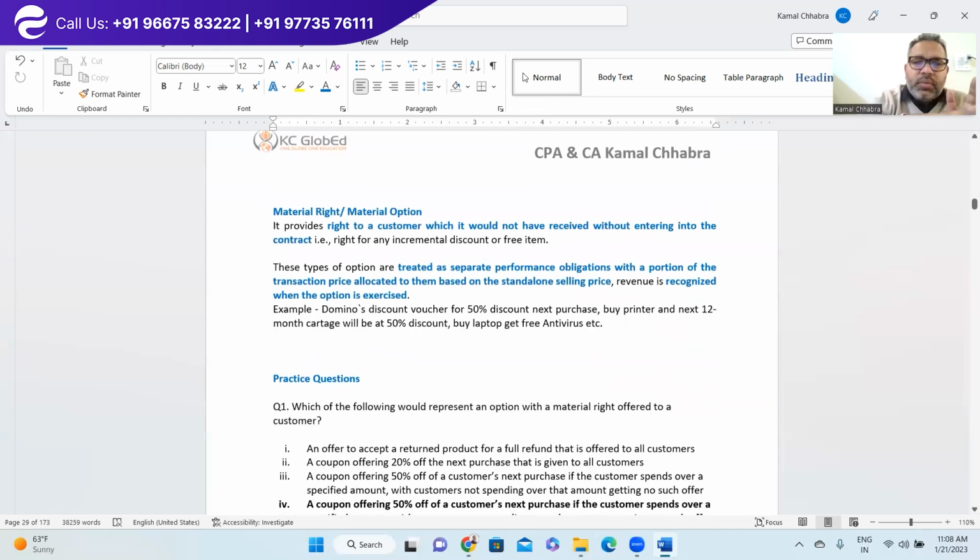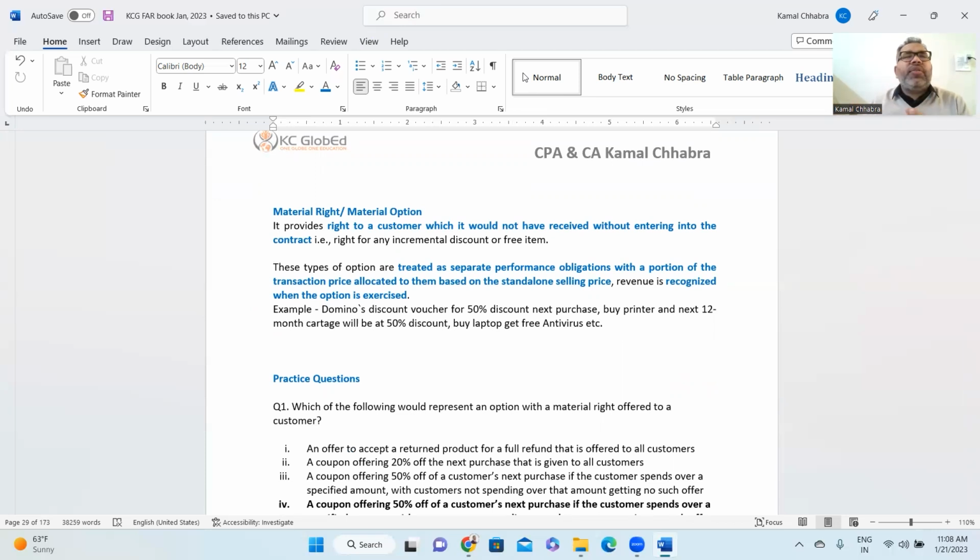So far we understood the identification of performance obligation, when you can consider any performance obligation to be separate and distinct, and when you cannot. Now coming to the next concept, which is material right or material option. This we also touched upon in our last class, if you remember. We discussed an example of Domino's: if you purchase a Domino's pizza, they will give you a coupon, and on your next purchase you get a 50% discount, right?